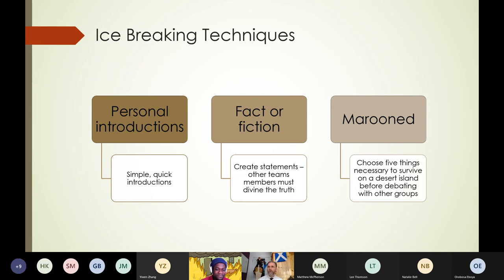You might at this point want to ask questions. You might want them to say why. You might want them to do whatever you feel is useful. The idea is just to get people to talk.